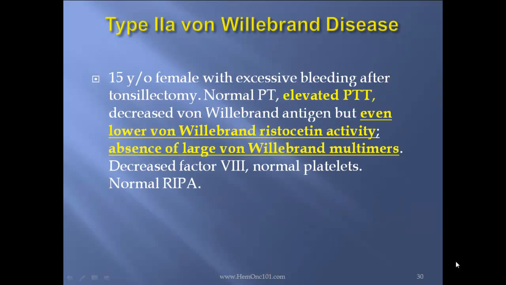Type 2A case report. A 15-year-old female with excessive bleeding after tonsillectomy. Normal PT, elevated PTT, again due to low factor 8 levels. Decreased von Willebrand antigen, but even lower von Willebrand ristocetin activity. And there's absence of large multimers. So very simple. If you see low antigen, but even lower activity and complete absence of multimers, that's type 2A.